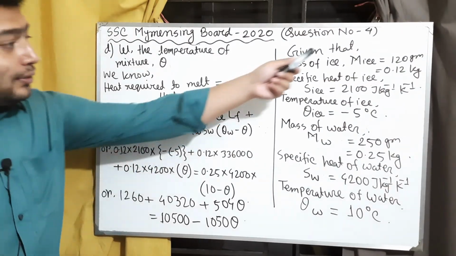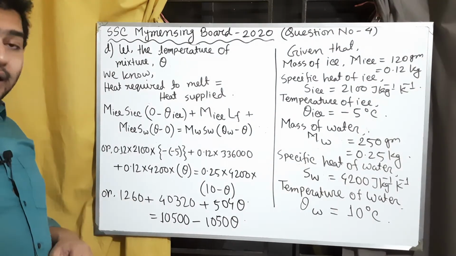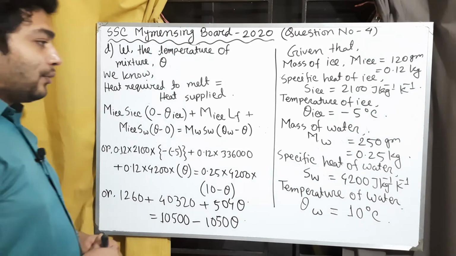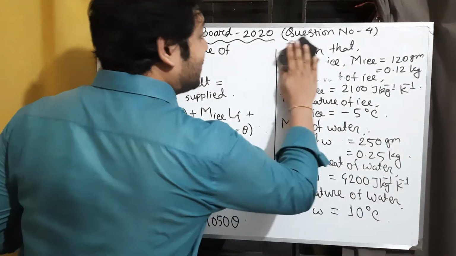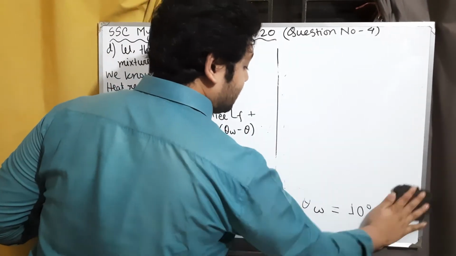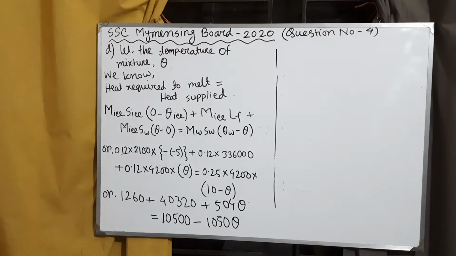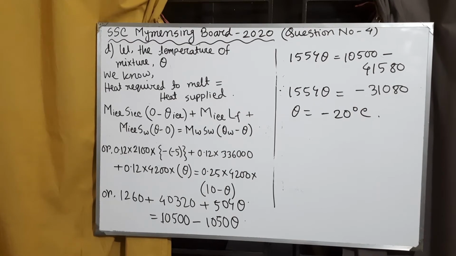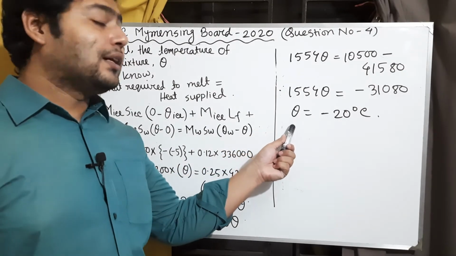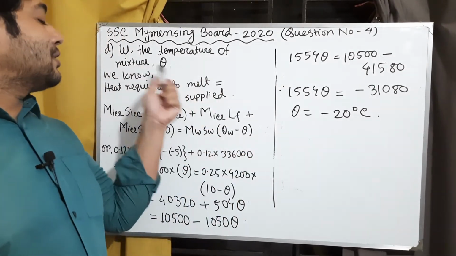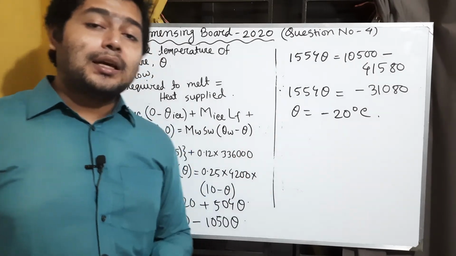So my dear boys, putting the values of these parameters we get these values, and we can write here, space is short. We can remove this part for now. After calculating these parts, we get the value of theta, or the temperature of the mixture, as minus 20 degrees Celsius.